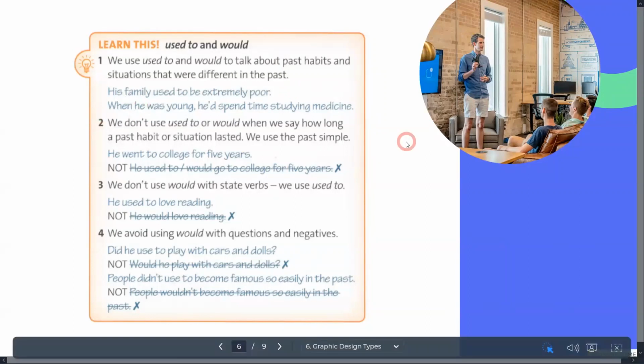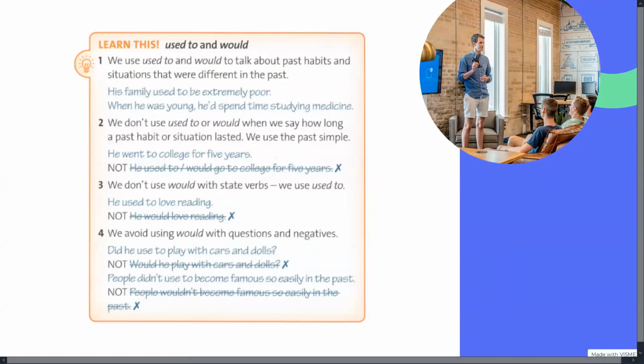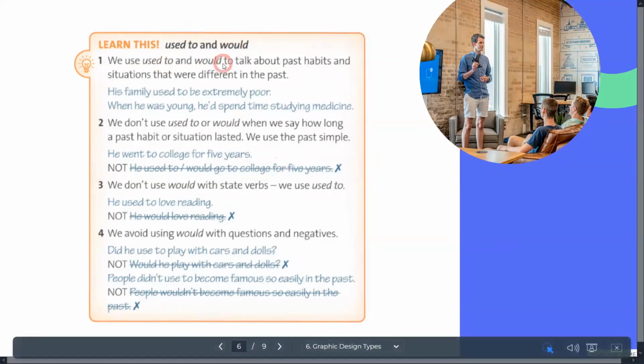We don't use used to or would when we say how long a past habit or situation lasted. In this case, we use the past simple. So he went to college for 5 years. We're not going to say he used to or he would go to college for 5 years. So when we have the amount of time that the action lasted, it's past simple. It's neither of these two.